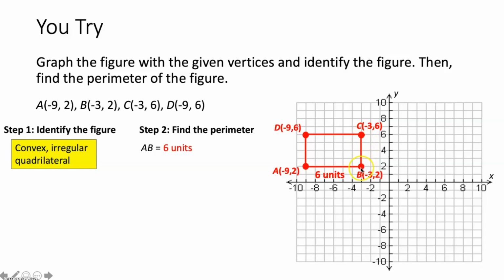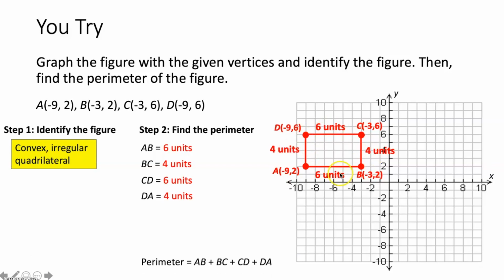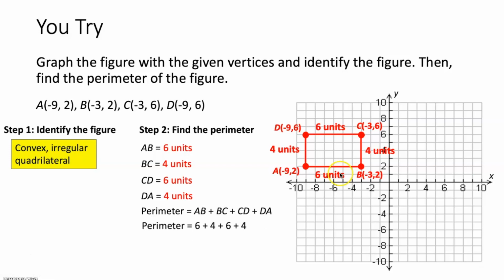Then the measure of BC, we go up 1, 2, 3, 4 units. So we were right. These are not the same measure. So this is going to be 4 units. The measure of segment CD, 1, 2, 3, 4, 5, 6 units again. So we say that the measure of CD is 6 units. And then AD right here, or DA, is 1, 2, 3, 4 units. Therefore, we have all of the side lengths. So to find the perimeter, we just add those side lengths together, and we get that our perimeter of this convex irregular quadrilateral is 20 units.